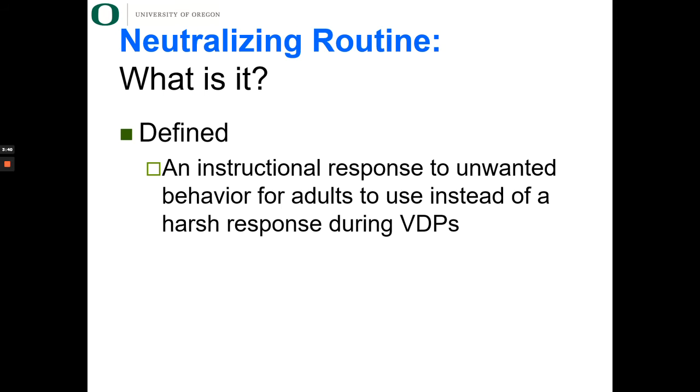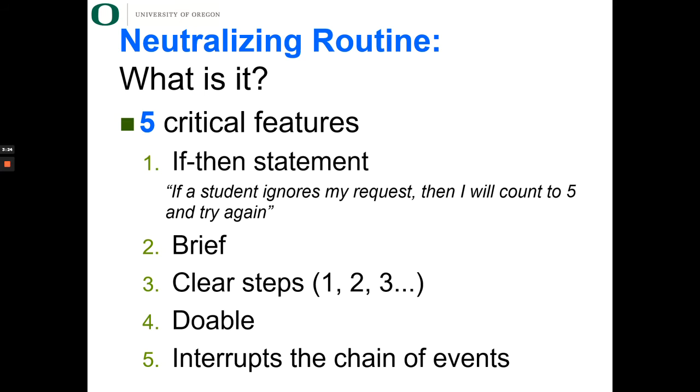A neutralizing routine is quite simply an instructional response to unwanted behavior for adults. And that's important. It's a strategy for adults instead of a harsh response when experiencing a VDP. There are 5 critical features to a neutralizing routine if-then statement. So for me, if a student ignored my request, I would use this neutralizing routine: I will count to 5 and try again.